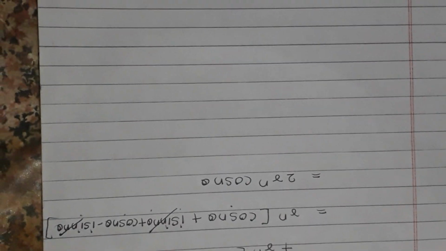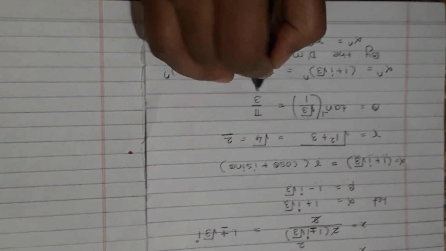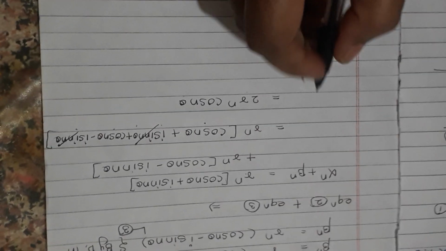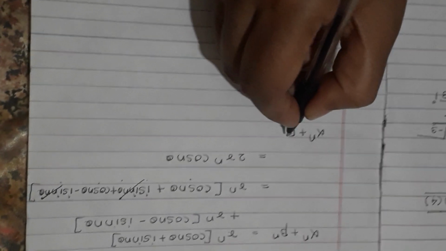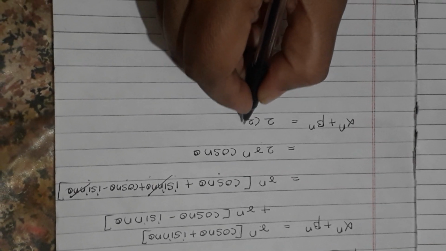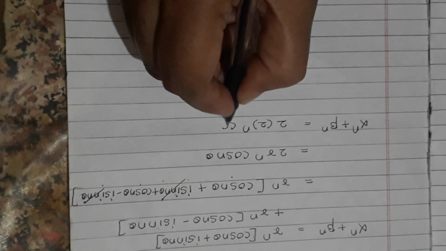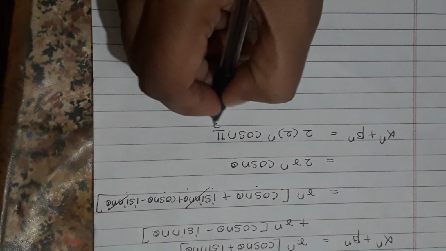And we have already found the value of r and theta. We found that r is equal to 2, and theta is equal to pi by 3, so we put both values in that result. So finally what we get is alpha raised to the power n plus beta raised to the power n is equal to 2. Here the value of r is 2, so 2 raised to the power n, and then cos n, where the value of theta is pi by 3.